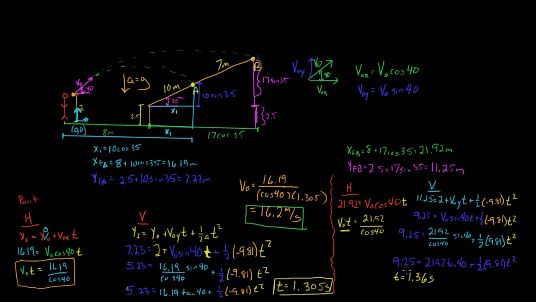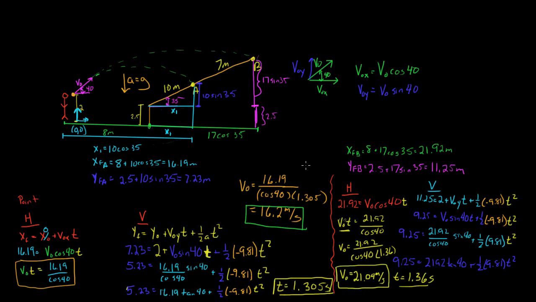If we substitute this 1.36 seconds into this equation, we are going to get v naught equals 21.92 divided by cosine of 40 times 1.36, and our v naught is going to be equal to 21.04. So this is 21.04 meters per second.